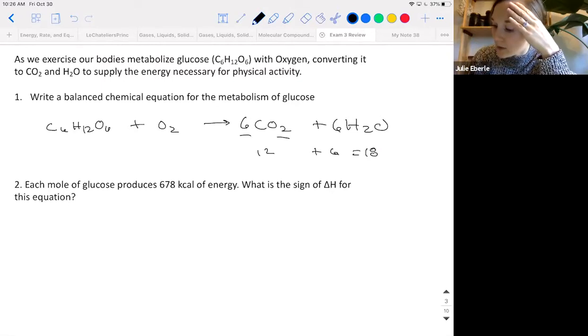So I think if we put a 6 right here, that would give us 12, plus 6 more here would be 18. 18 and 18. So we should be balanced with a 1, a 6, a 6, and a 6.